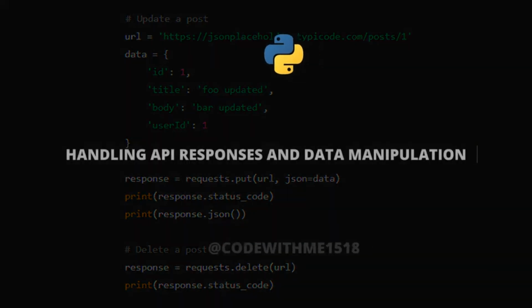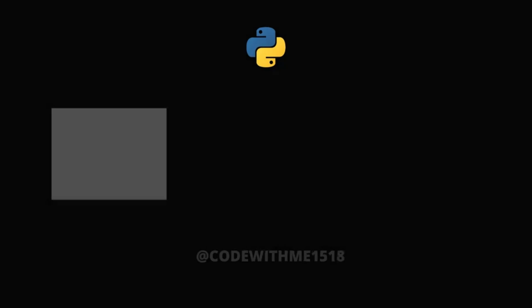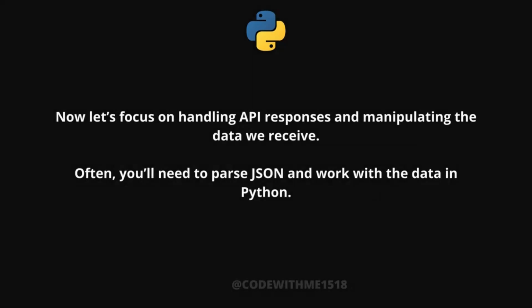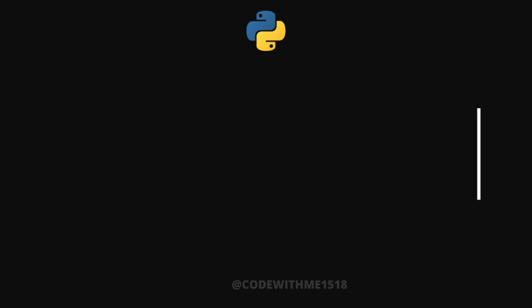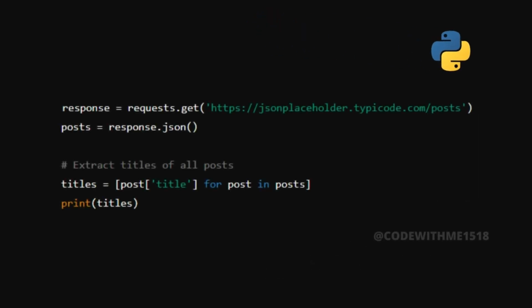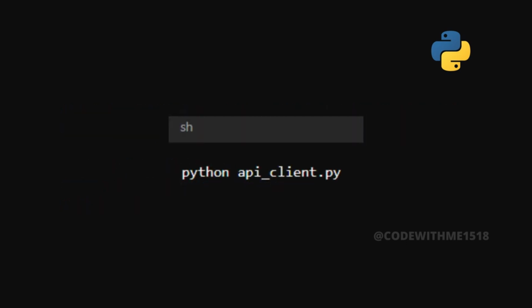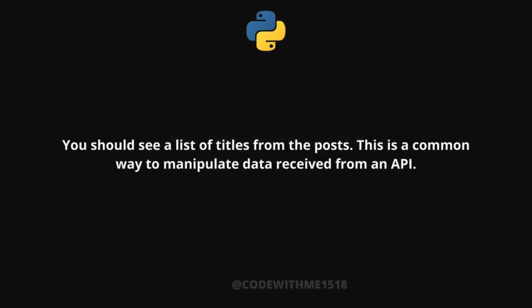Now let's focus on handling API responses and manipulating the data we receive. Often, you'll need to parse JSON and work with the data in Python. Let's fetch some posts and extract specific information from the response. This code retrieves all posts and extracts their titles using a list comprehension. Run the script. You should see a list of titles from the posts. This is a common way to manipulate data received from an API.